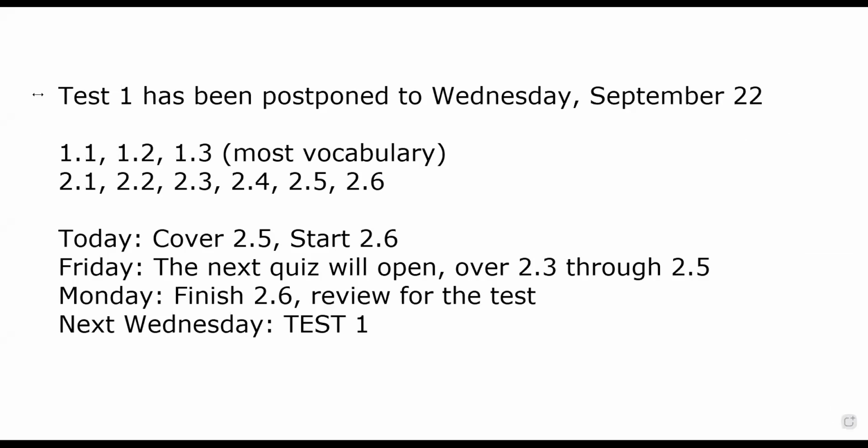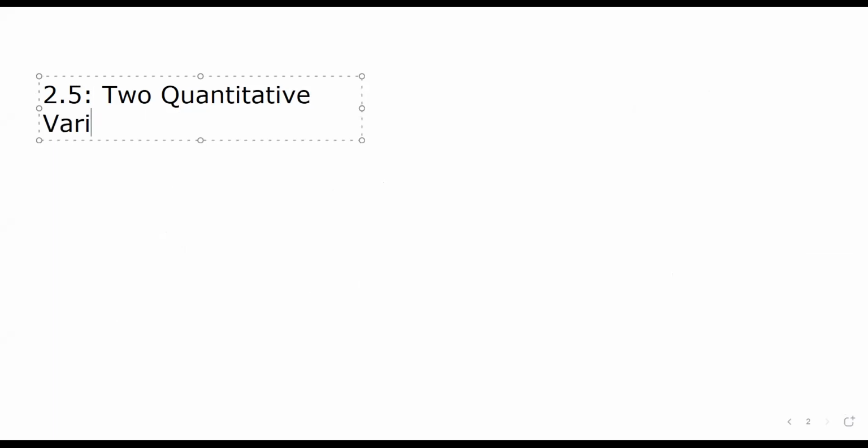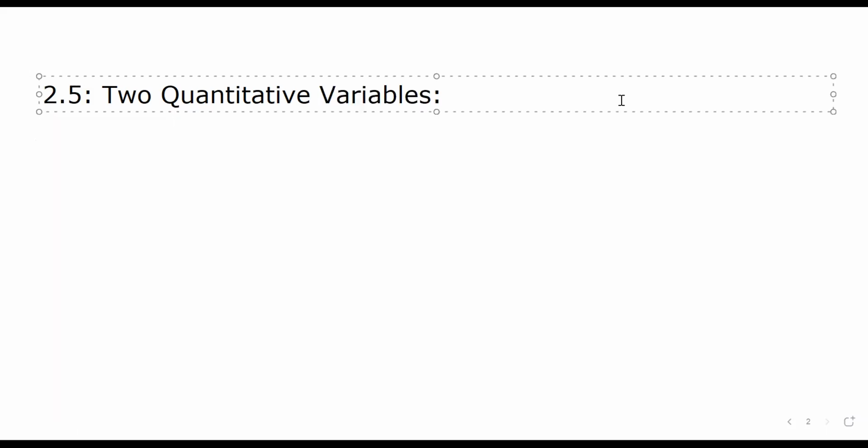All right, last time we started 2.5, which had a pretty long name: two quantitative variables, scatter plot and correlation. I wish these text boxes would default to a bigger width.